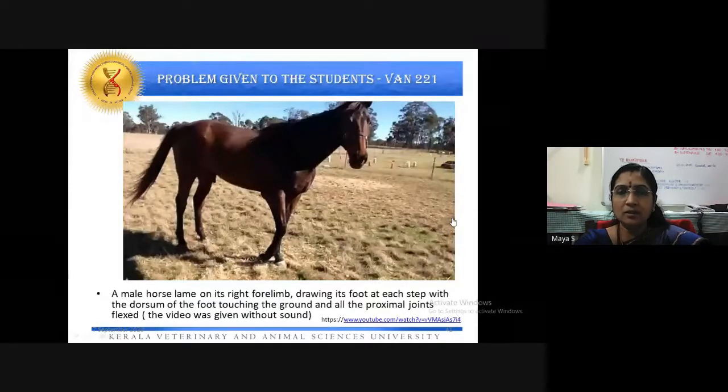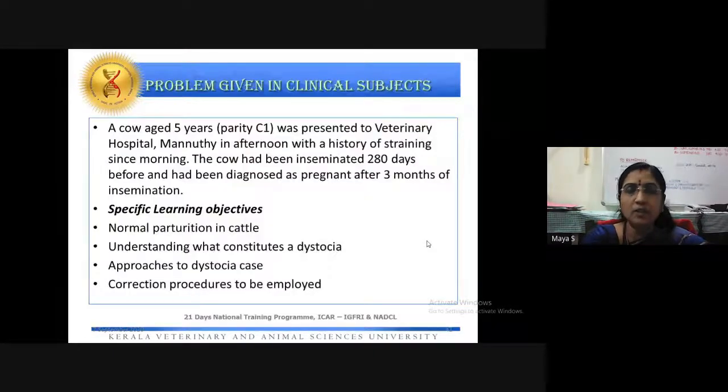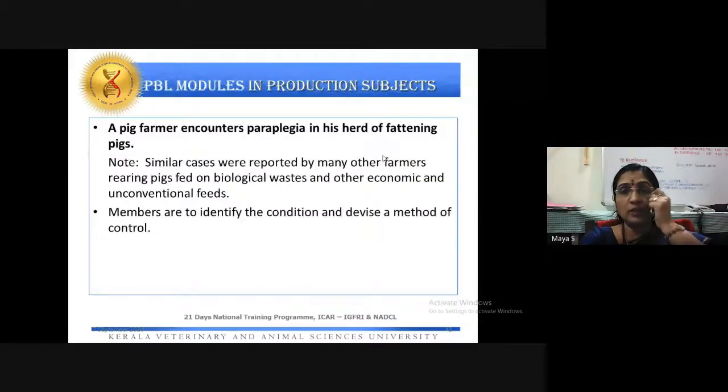Okay, so these are a few examples of problems which we used to give. See again, so I'll skip. So if a cow is brought with the signs of parturition, like that it goes.